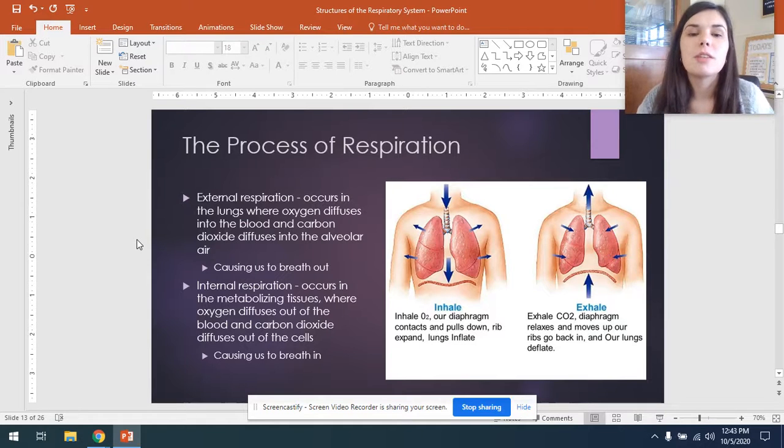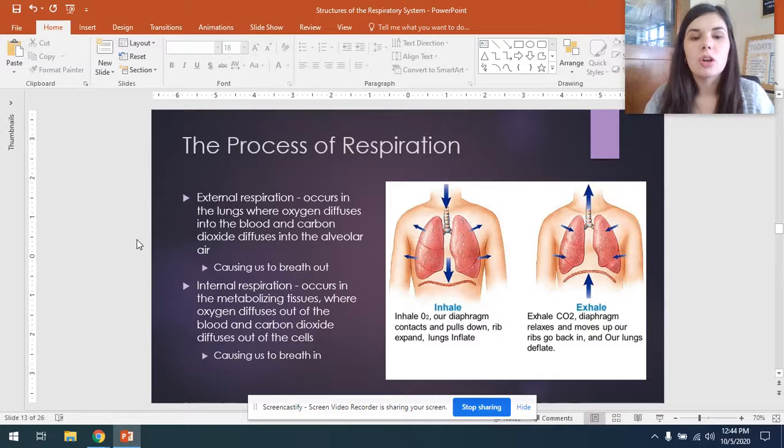So let's talk about the process of respiration. The process of respiration is the process of breathing. You have external respiration and internal respiration. External respiration occurs where the lungs are diffusing oxygen into the blood and carbon dioxide diffuses into the alveolar air. This basically causes us to then breathe outward, so we are exhaling CO2. Your diaphragm relaxes and moves up, and our ribs are able to go back in, so our lungs are able to deflate, pushing air out.